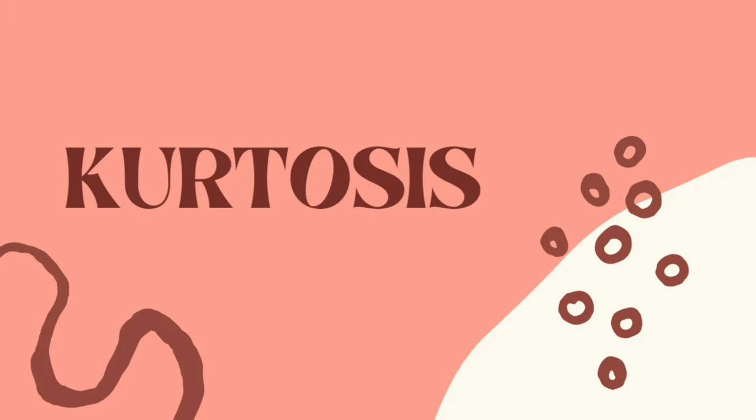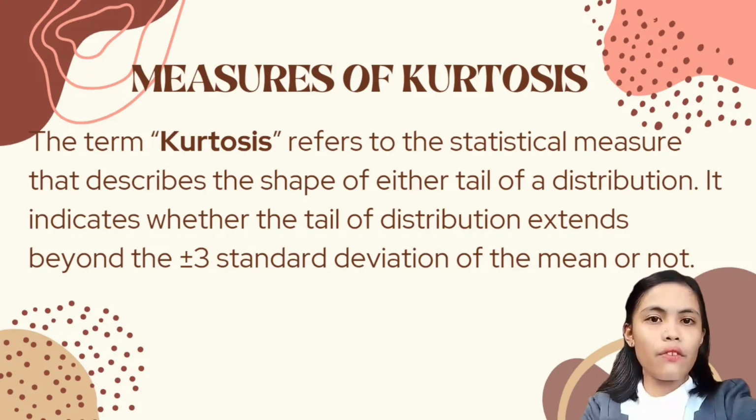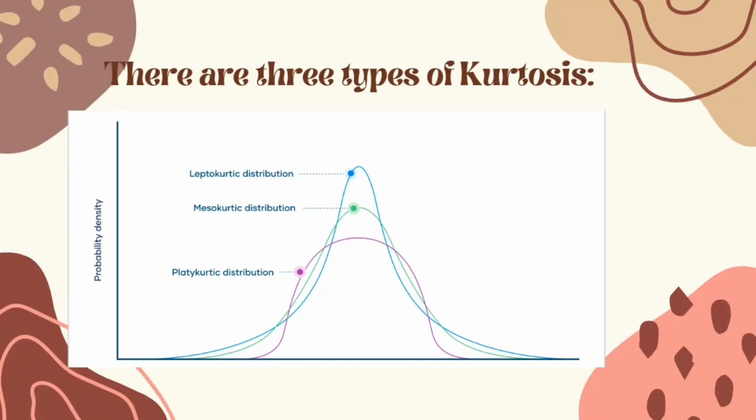Second, we have kurtosis. The term kurtosis refers to the statistical measure that describes the shape of either tail of a distribution. It indicates whether the tail of the distribution extends beyond the positive and negative 3 deviations of the mean or not. There are three types of kurtosis: leptokurtic distribution, mesokurtic distribution, and platykurtic distribution.